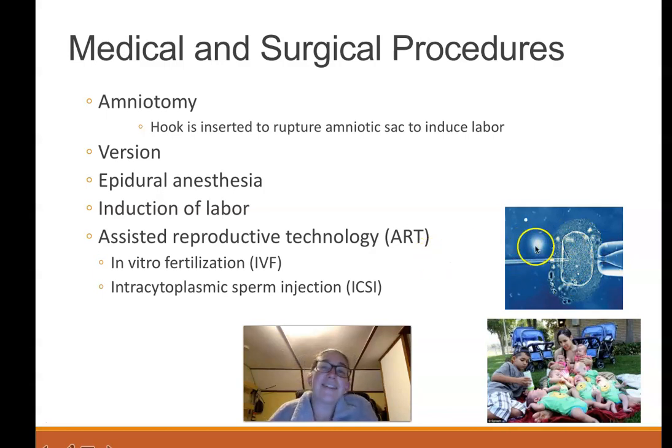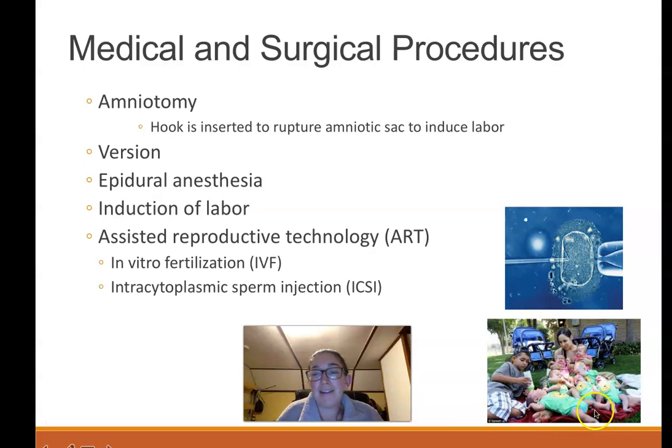And these have higher success rates. You get more fertilization. You get more embryos when you do it this way than if you just mix the sperm and egg together and say, go to town. And so that's another way for couples struggling with fertility, especially if the male is having fertility issues, to actually be able to create embryos and conceive biological children.